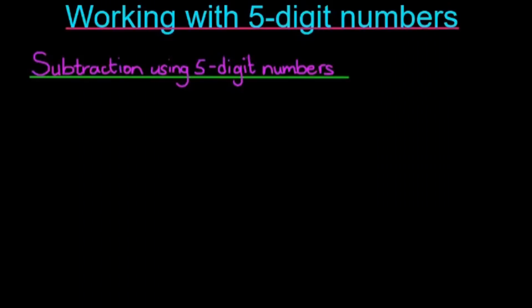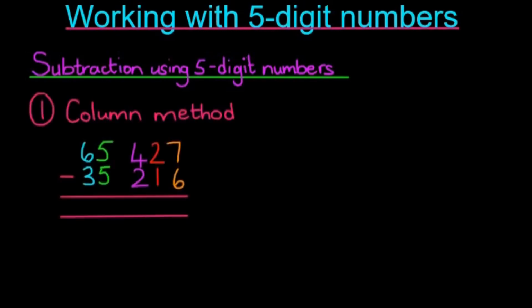Today we will be doing the second video in the series of working with 5-digit numbers. Today we will be looking at the subtraction of 5-digit numbers, and we'll be looking at 3 different methods in which we subtract 5-digit numbers. The first method that we're going to be reviewing today is the column method. This method is pretty straightforward.